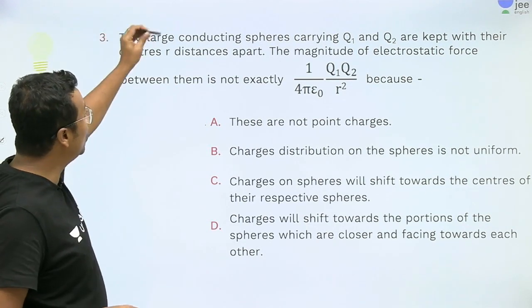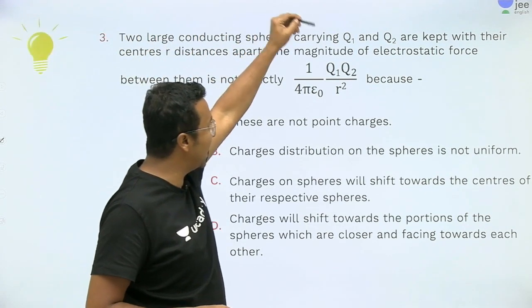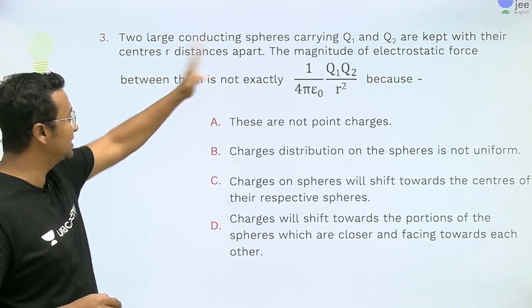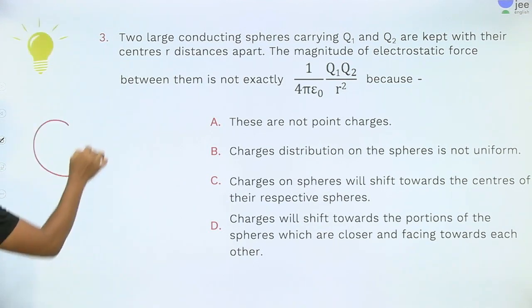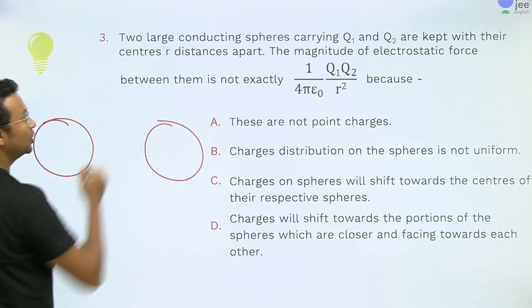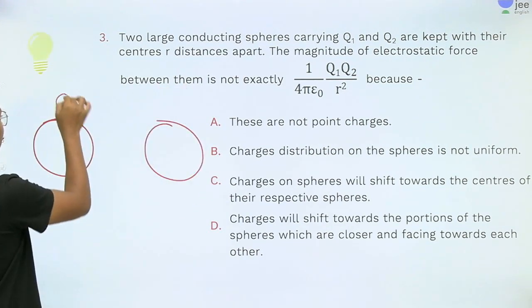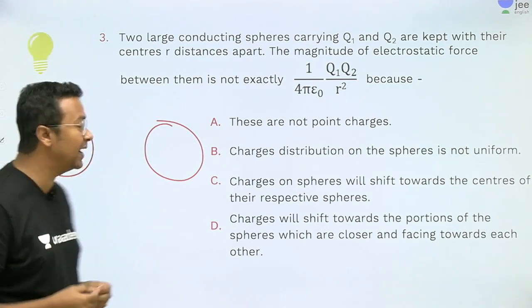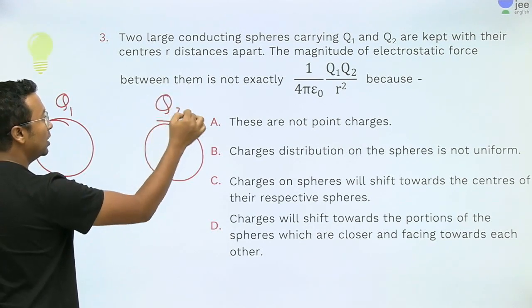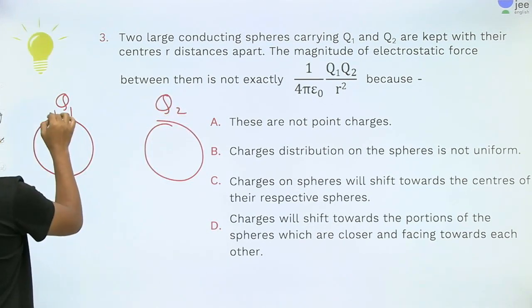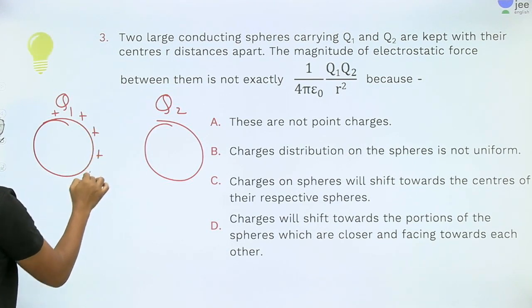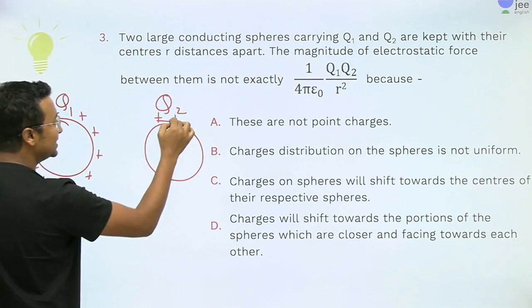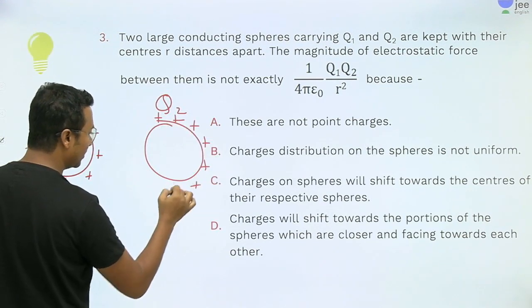We have two large conducting spheres carrying Q1 and Q2, kept with their centers r distance apart. So I have got two spheres. This one is carrying a charge Q1, and this one is carrying a charge equal to Q2. Let me say plus, and it is all on the surface.